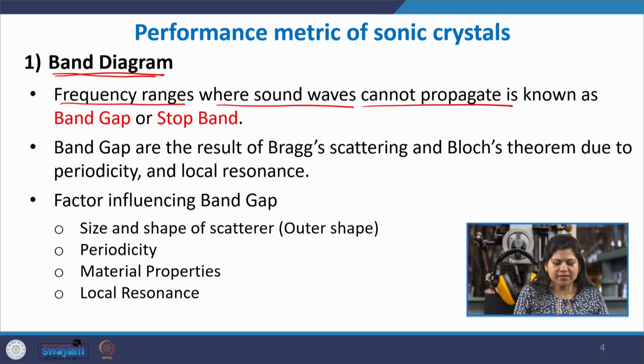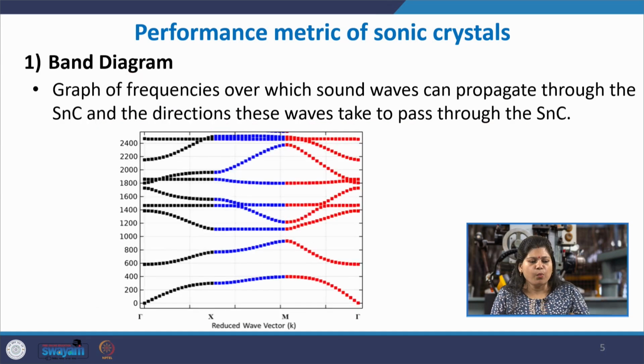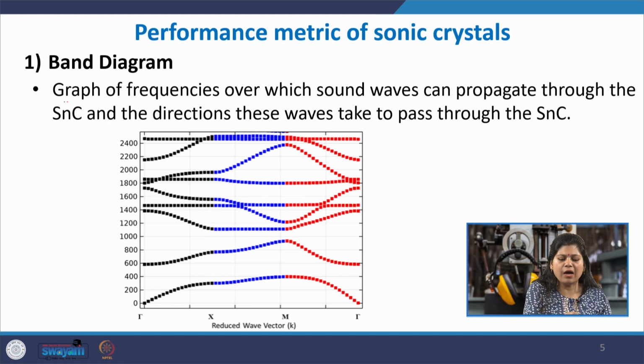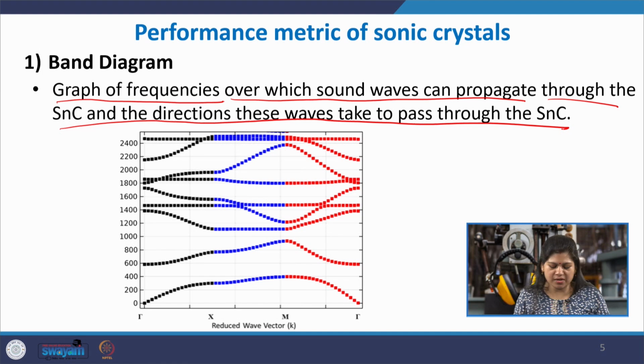The various factors that influence this are the size and shape of the scatterer, the outer shape and the inner dimensions, the periodicity, the material's base properties, as well as the local resonance that is happening. Various of these factors influence the band gap. So, what is a band diagram that is used to measure the performance? It is a graph of the frequencies over which sound waves can propagate through the sonic crystal and the directions these waves take to pass through it.